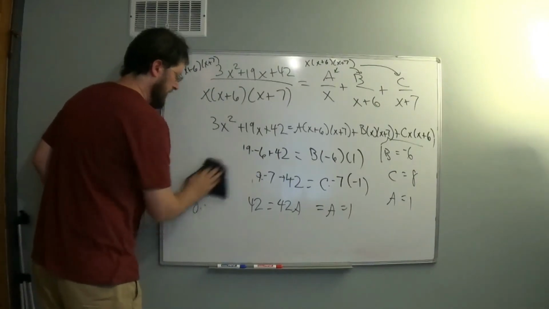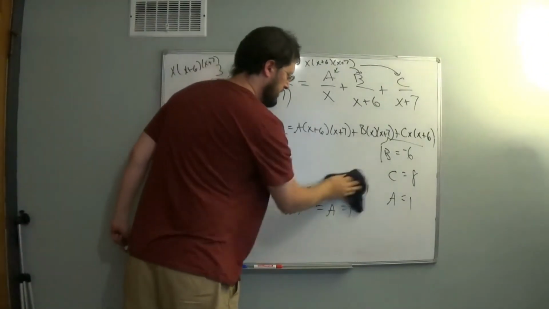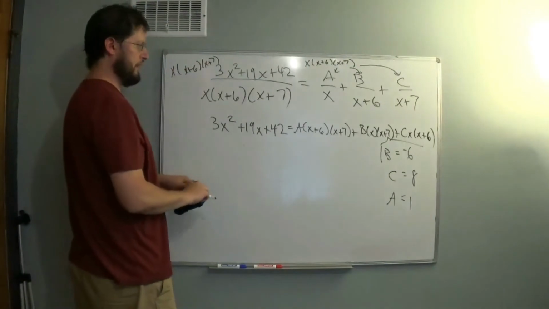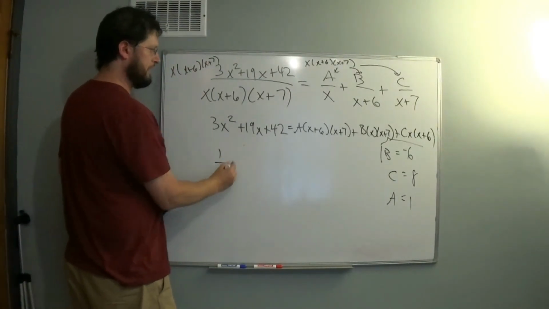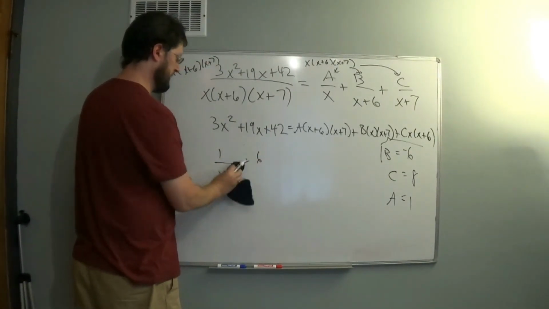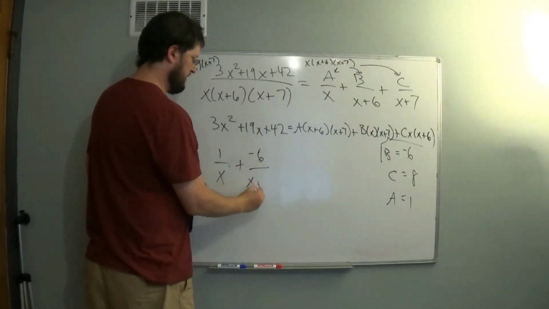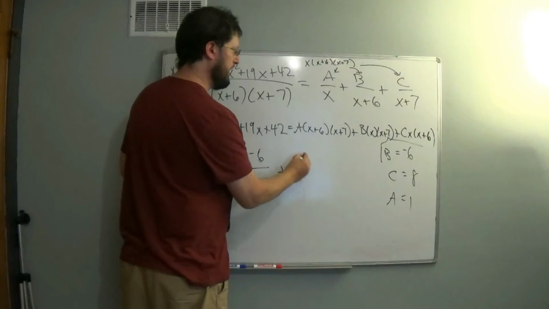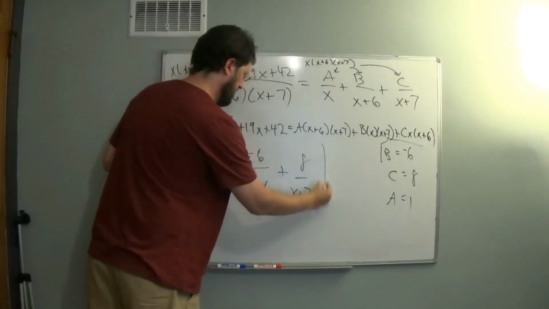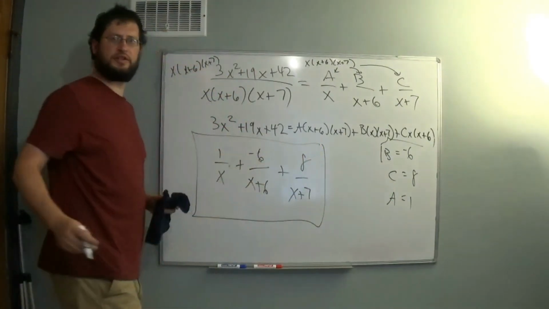And so we're done. We found A, B, and C. We can write the result as 1 over x plus negative 6 over x plus 6 plus 8 over x plus 7. And that is the partial fractions decomposition.